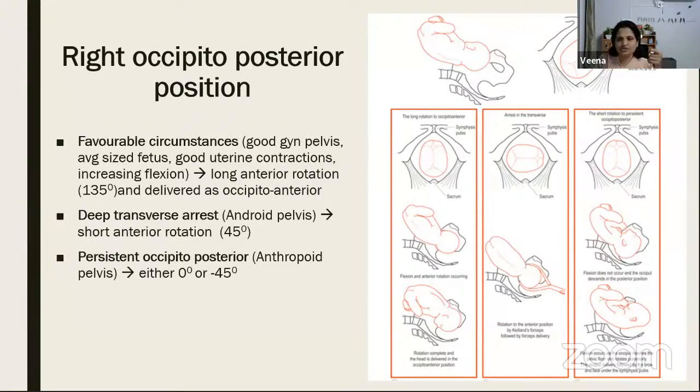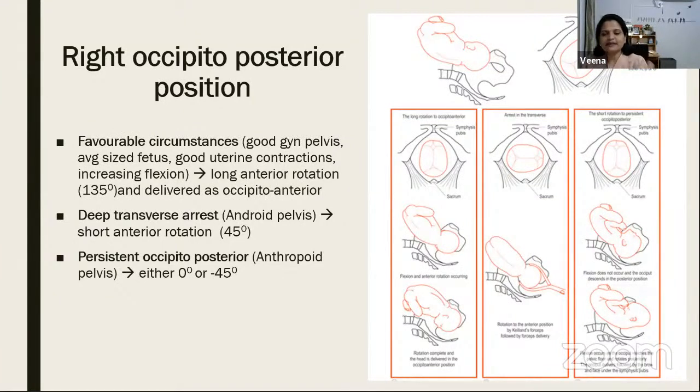If there is no disproportion, we can apply an instrument and deliver. It will turn and flex and turn anteriorly and deliver as occiput anterior only. And in case of further more pronounced deflexion, the sinciput will touch the left levator angle and go anteriorly, so the occiput automatically goes minus 45 degrees, more towards the sacrum. Here it can deliver as face to pubis delivery, or it can get stuck as sacral arrest, where we deliver by cesarean section.